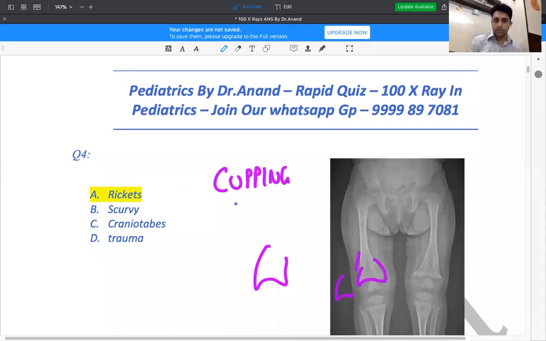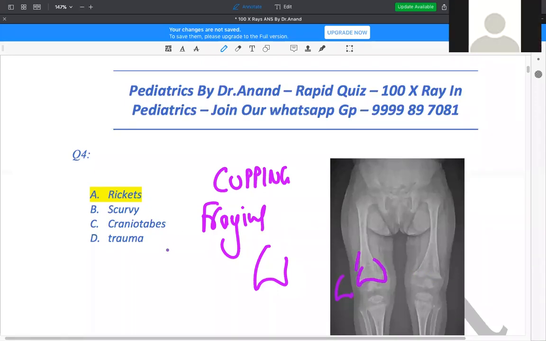Number two, you can see frayed appearance, fraying. This one, this is nothing but fraying. Can you see that? This one is nothing but fraying. Okay, and what is splaying?